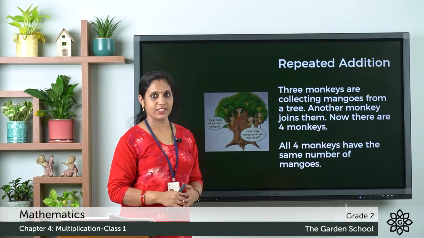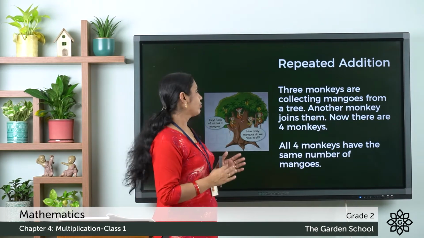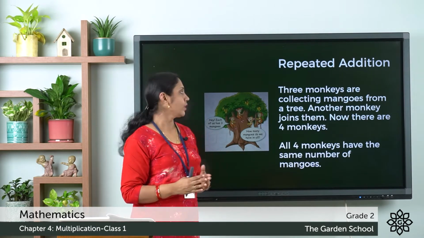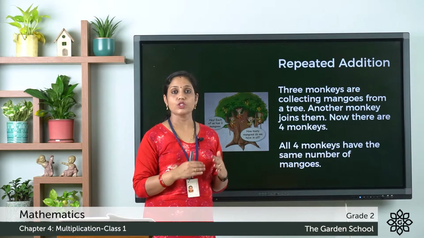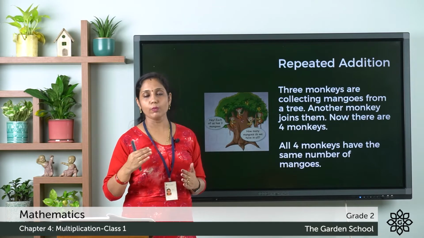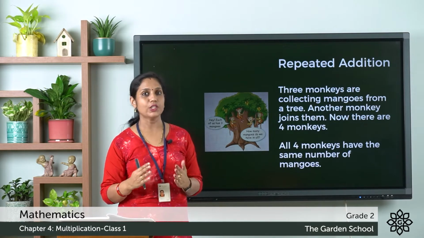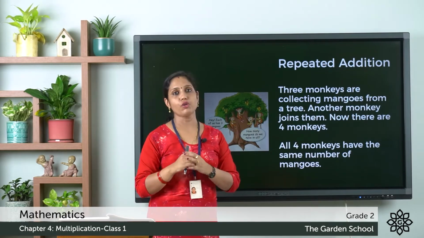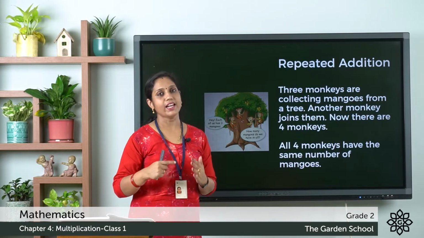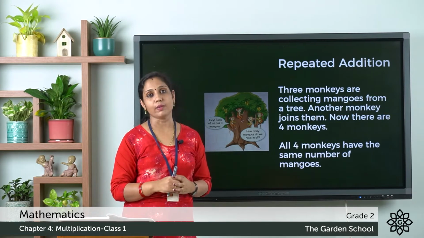So here in your text, you can see this question. 3 monkeys are collecting mangoes from a tree. Another monkey joins them. So first there were 3 monkeys and another monkey joined them. So when one more monkey joined, how many monkeys are there in total? 3 plus 1 is equal to 4. So now there are 4 monkeys, and they are collecting mangoes.